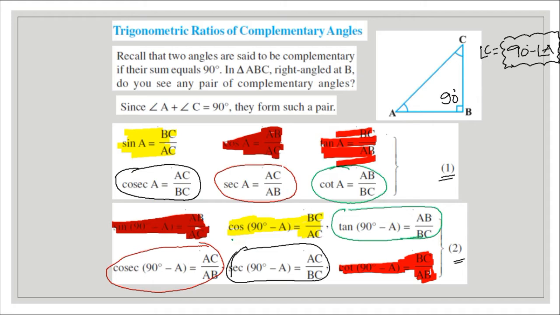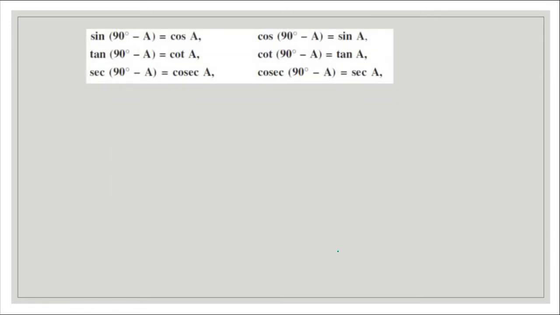So these left hand sides, I can say that they are equal. That is, sin A is equal to cos of 90 minus A. In the same way, tan of 90 minus A is cot of A. Secant of 90 minus angle A is cosecant of A. Cos of 90 minus angle A is sine of angle A. Cotangent of 90 minus A is tan A. Cosecant of 90 minus A is secant A.